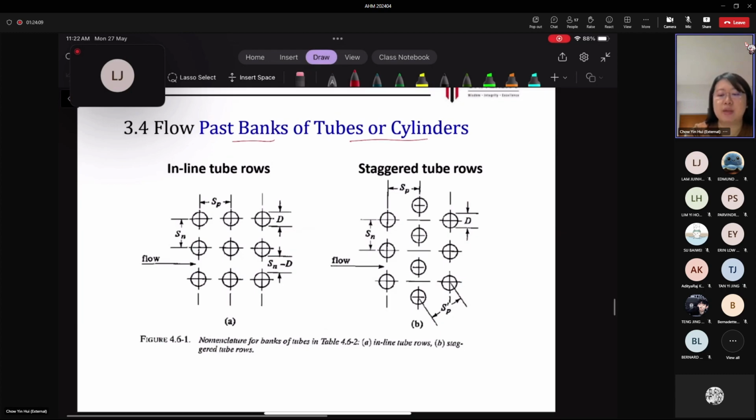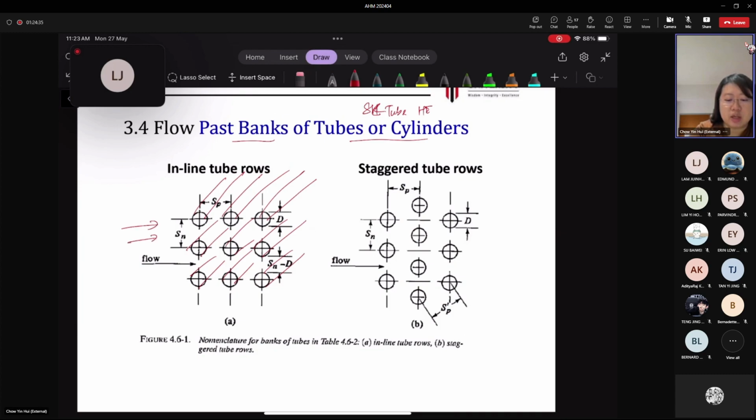Now this could happen. The more common example could be the shell and tube heat exchanger, where you have bundles of tubes that are wrapped in a shell. So how you can look at it is as if you have something like this. You have several pipes, or you can say tubes also, arranged in this manner here. And then your flow is actually perpendicular to the axis of the cylinder.